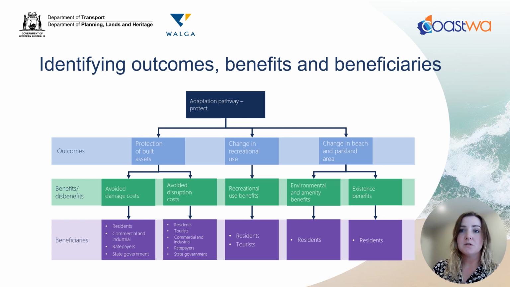For the recreational use, you might have recreational use benefits. So what are the benefits to people who are using the beach recreationally? There's also then potentially amenity, environmental benefits, existence benefits from the beach and the parkland existing. And then who are going to benefit from those outcomes?